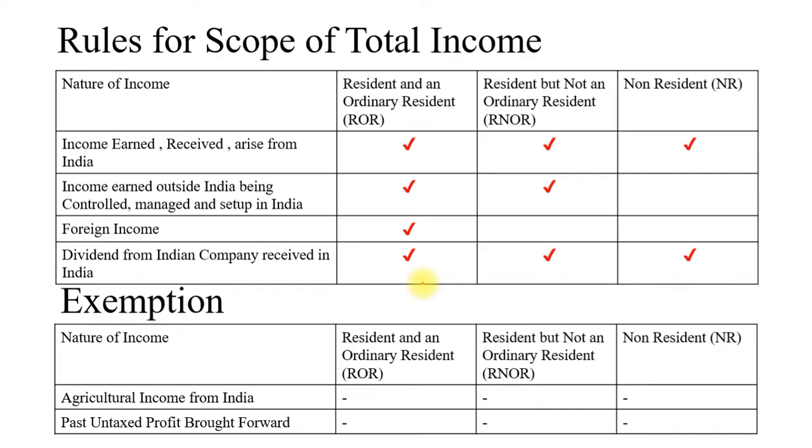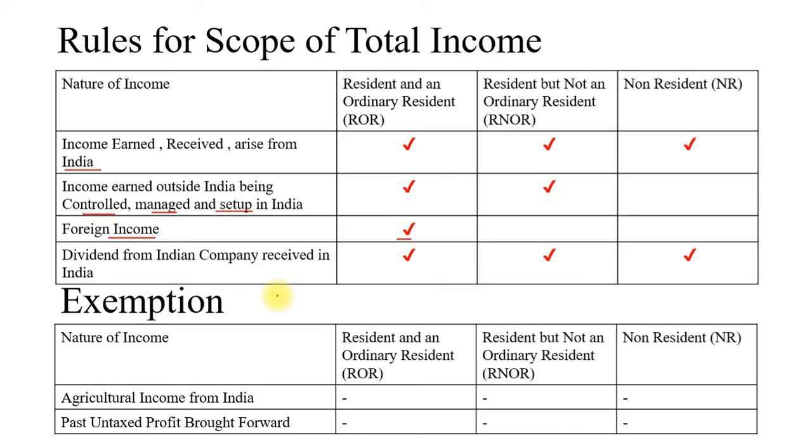Rule for scope of total income. You have the particulars: resident and ordinarily resident, resident but not ordinarily resident, and non-resident. Remember, if income is earned, received or arises in India, if India is mentioned anywhere, everyone will pay tax. If income arises outside India but it has been controlled or managed from India, then only the first two will have to pay the tax. And if it's a foreign income, only the first one will have to pay the tax.